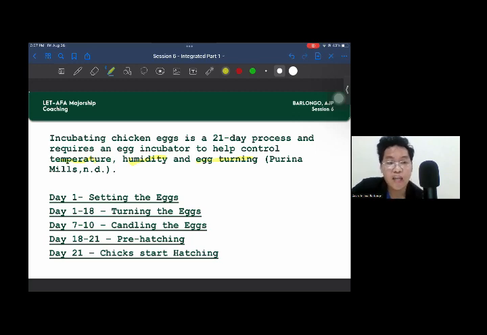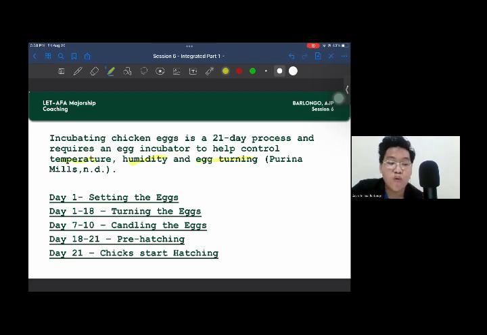So, first, day one, setting the egg. Ilalagay mo lang yung eggs dun sa incubator. Day 1 to 18, turning the eggs. So, yung eggs ay iniikot-ikot para magkaroon ng magandang form or position yung egg yolk natin. Day 7 to 10, doon ginagawa yung candling of eggs. Mamaya we will discuss more on candling. Ayan. And day 18 to 21, pre-hatching.